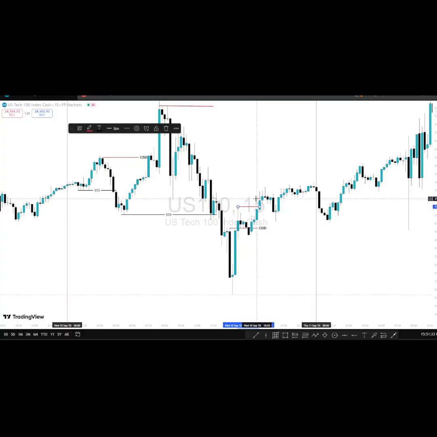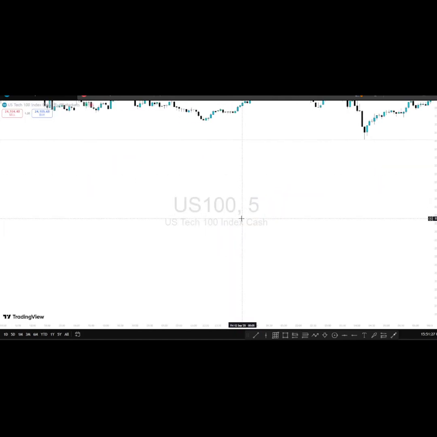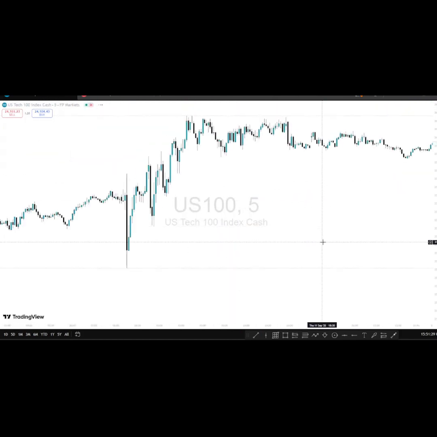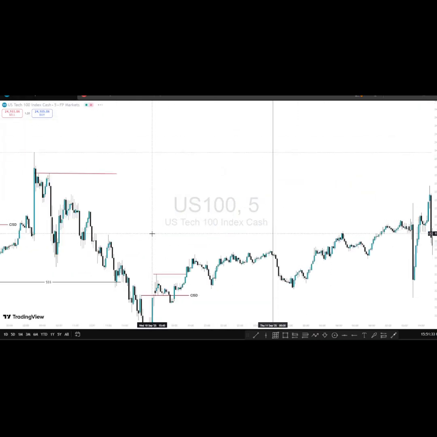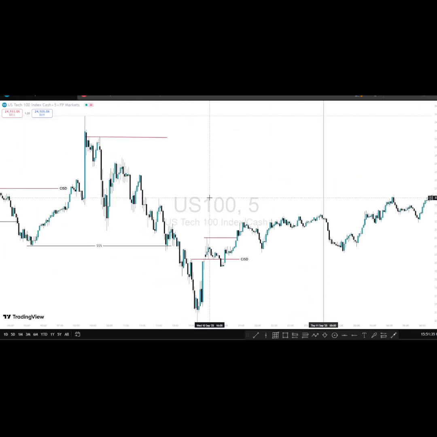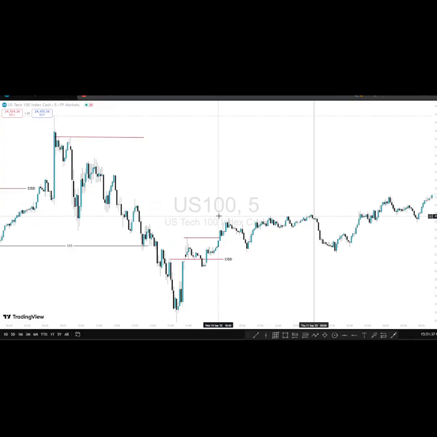Oh yeah, I'm using the 15-minute. Let's go back to the 5-minute, because you have to go lower to find better entries, so that you can also reduce your risk.